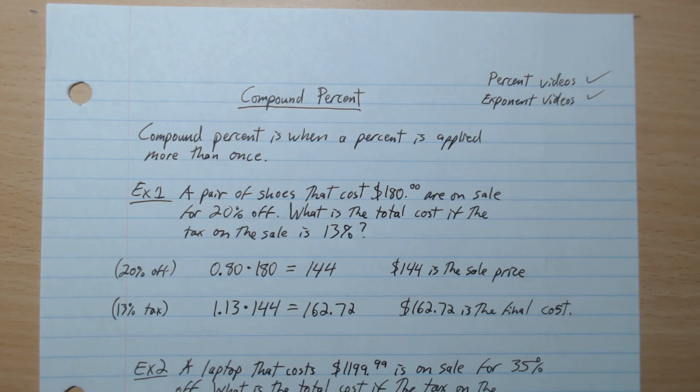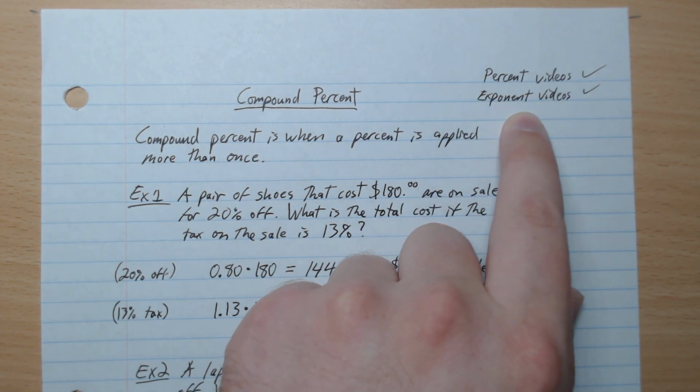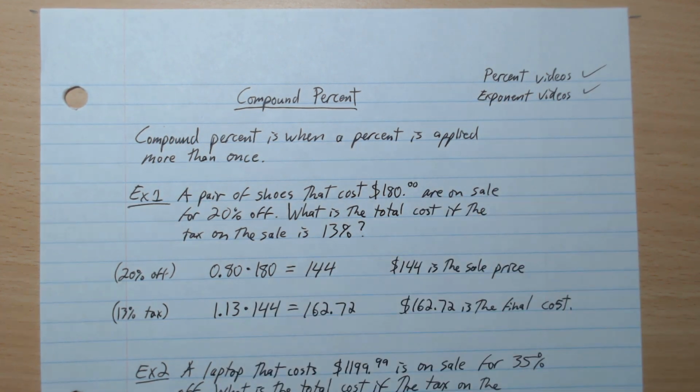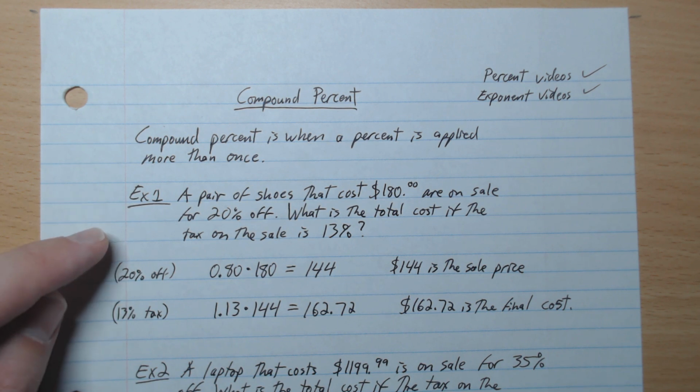Hey everyone, welcome back. Today we're going to look at compound percent. So if you've completed the previous percent videos and the exponent videos, today's lesson will be a lot easier for you. So compound percent is when a percent is applied more than once. So let's look at an example.